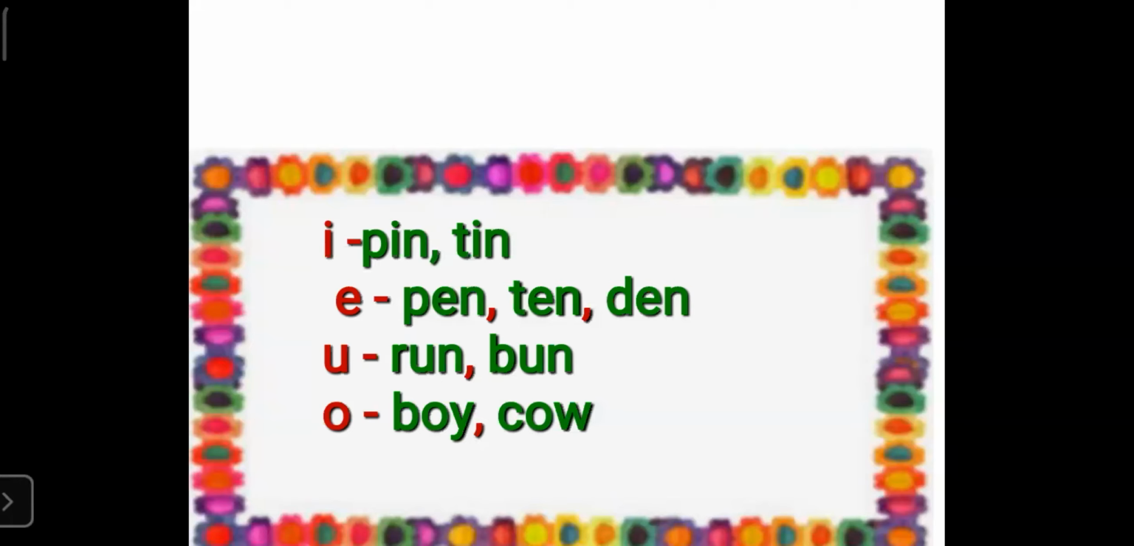By adding U in the middle square, the words formed are R-U-N, run. B-U-N, bun. By adding O in the middle of the alphabets, the words formed are B-O-Y, boy. C-O-W, cow.